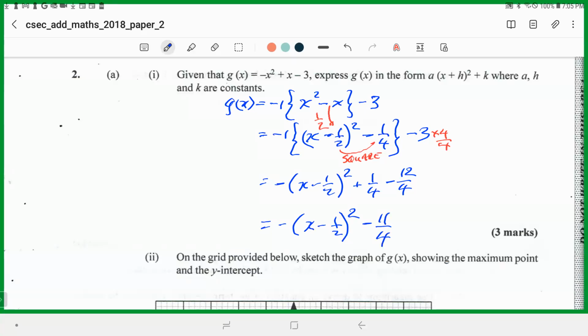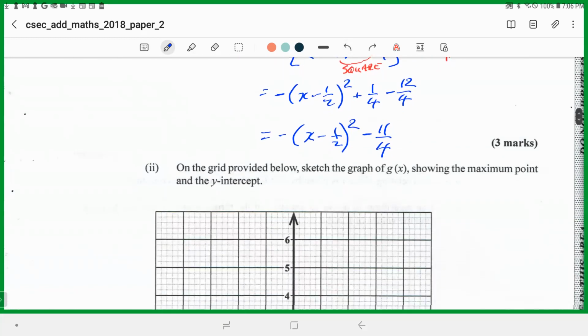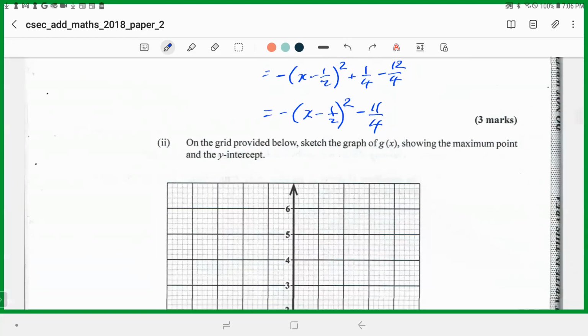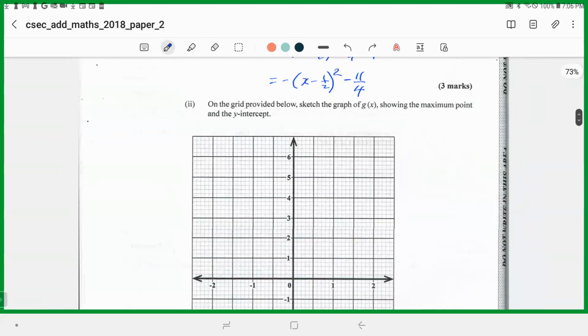That is it. It's going to have a frown shape. This is the maximum value, and it's when x equals half. If x equals half, that's when this becomes 0. All right? It says on the grid below, sketch a graph showing the maximum point and the y-axis intercept. All right, let's put in the maximum point first.